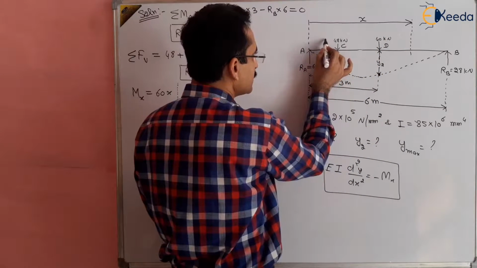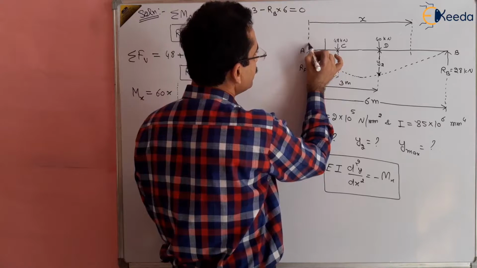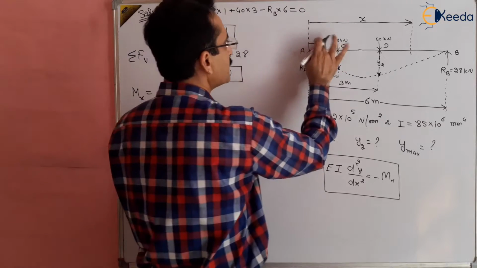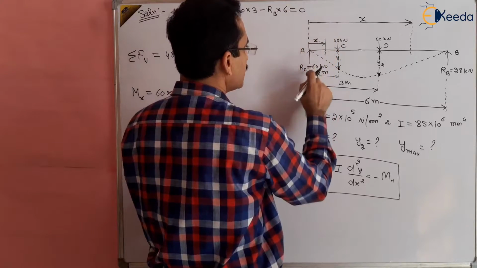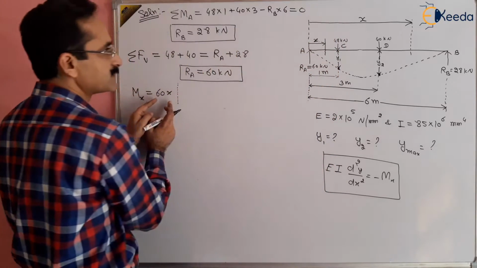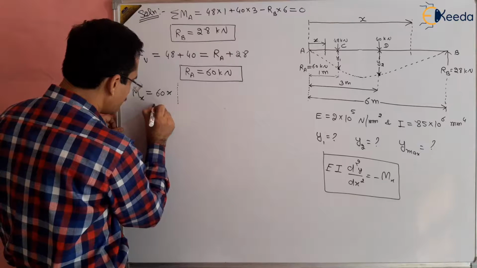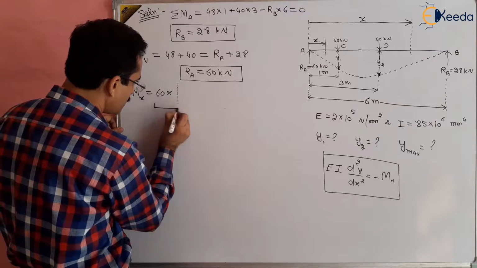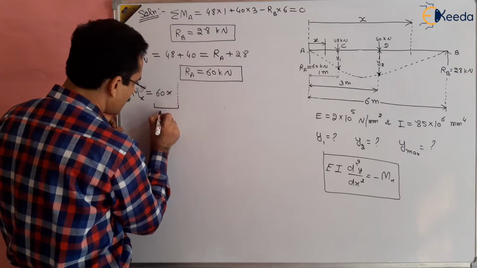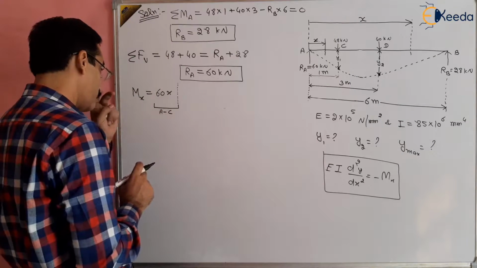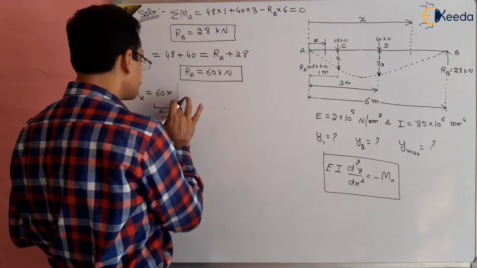First section is taken here. Suppose x is taken here like this, and we are taking the moment of RA, which is 60x, valid between A and C, right? So this part is valid between A to C, right? Is it okay? Right.